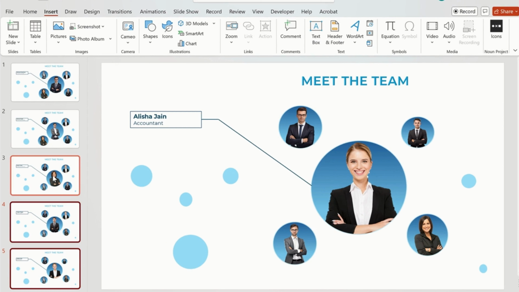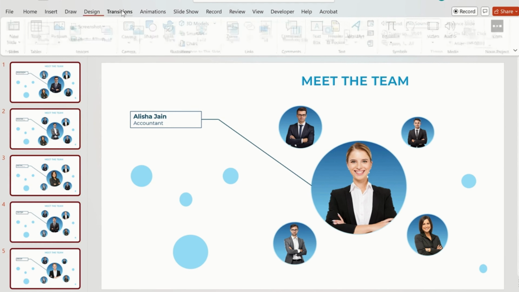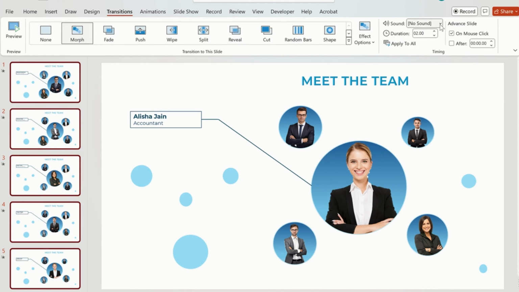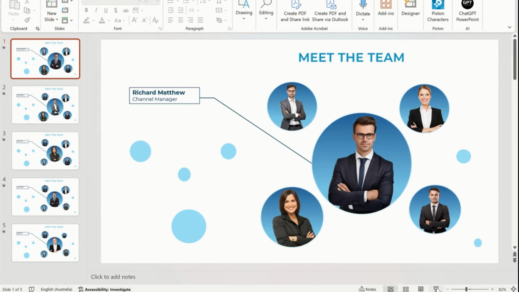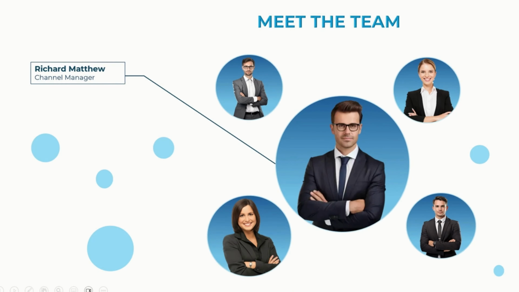After this, select all slides using the Shift key and go to the Transitions tab. Click on Morph Transition, change the duration to 1. Untick the On Mouse Click option and tick After and make it 1. Click on Slideshow. It's a cool way to show members of your organization.